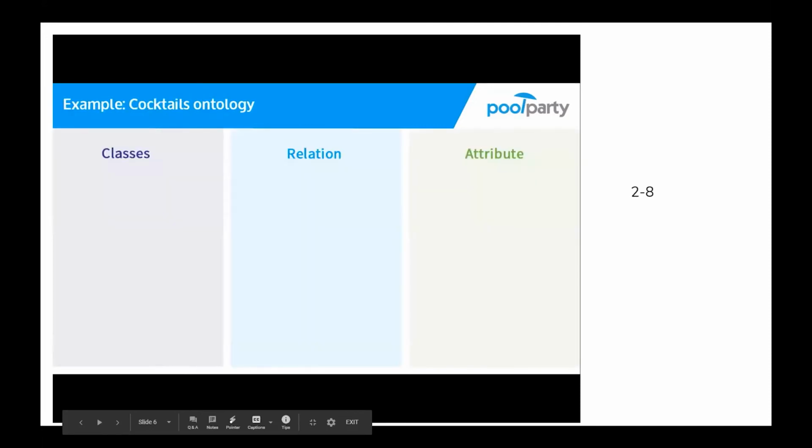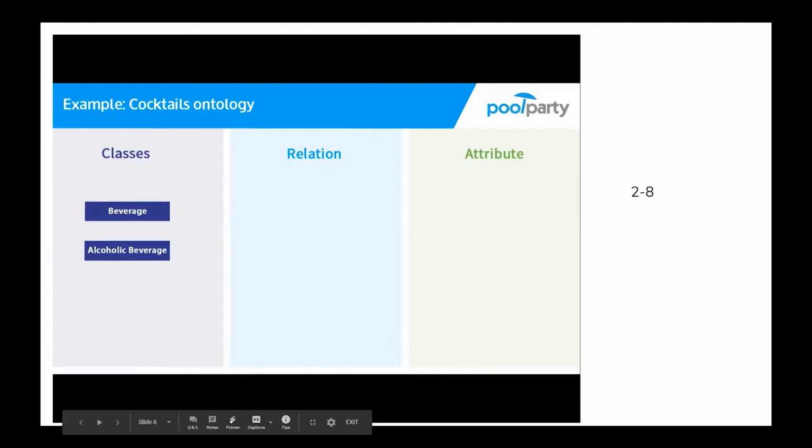Let's take a look at an example. We could say that we have an ontology we want to use to describe cocktails and everything you need to make cocktails. You could, for example, define a class called alcoholic beverage. For that class, you could define certain attributes and relations, and we will get to that in a minute. You could also define a class called beverage. Now, an alcoholic beverage is a special kind of beverage. This means that every alcoholic beverage is also a beverage.